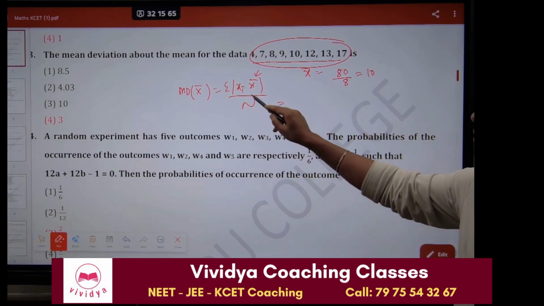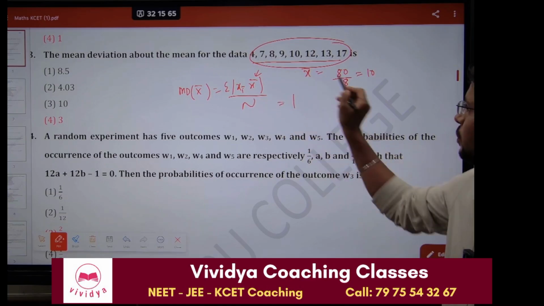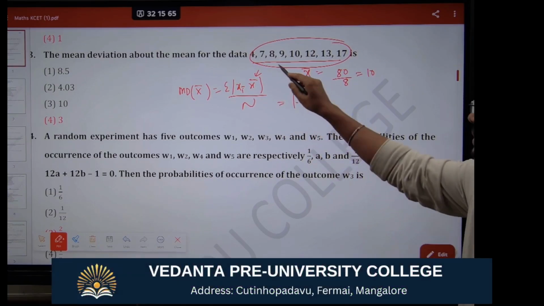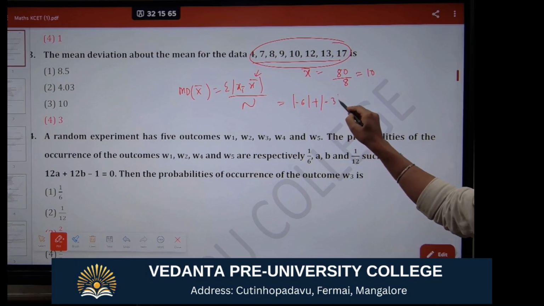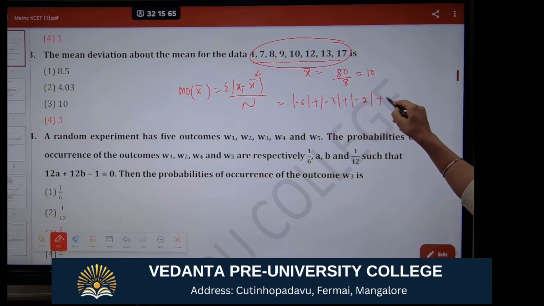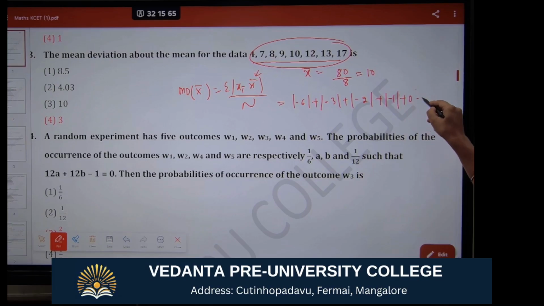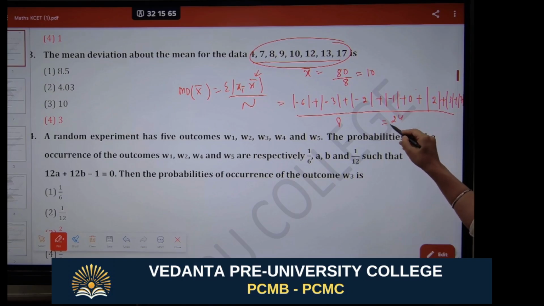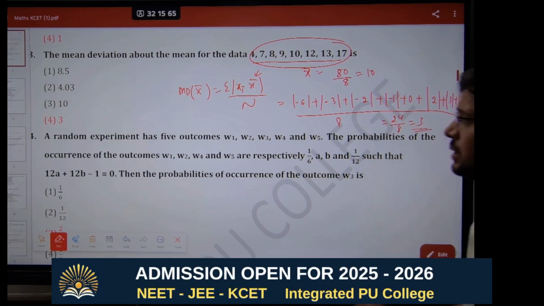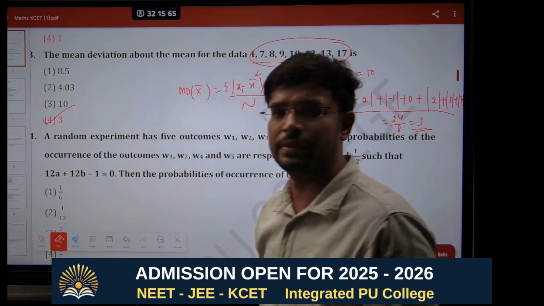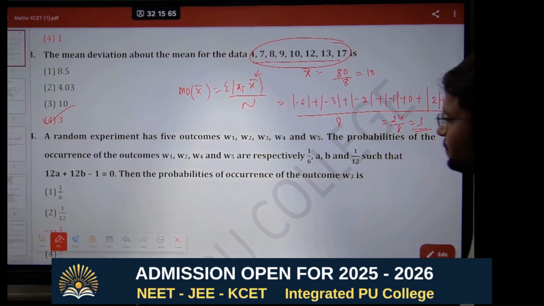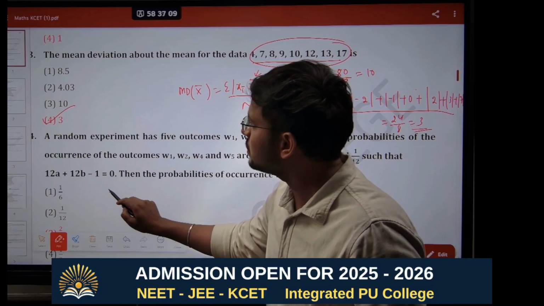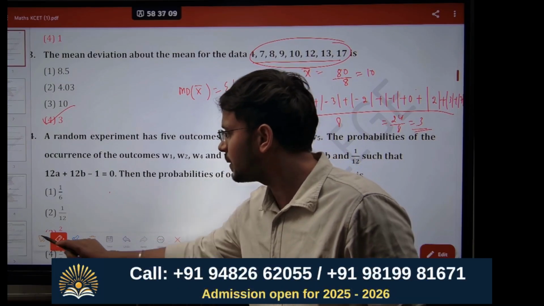Now what you have to do, sigma of modulus of xi minus x bar. So 4 minus 10, 6 minus 10, 7 minus 10, it will come minus 3 plus minus 2 plus minus 1 plus 0 plus 2 plus 3 plus 7, divided by 8. And if you see, this overall value should come 24 by 8, which is 3. So answer for this is option number 4. Okay, let's go for the next.